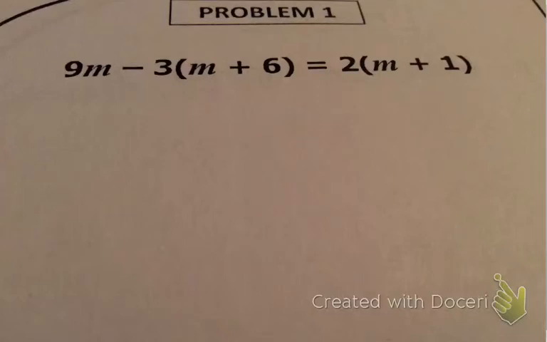Hi class, I'm going to start by going over this problem that we had for homework the other day. In this problem, we're solving an equation with one variable, m, but it's a bunch of times, right? Looks kind of scary. There are parentheses, but it's not that scary because there are no fractions, right?